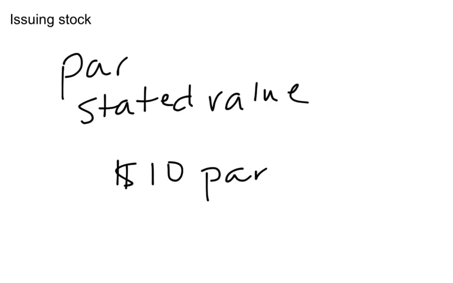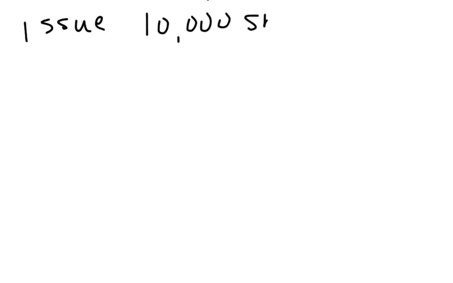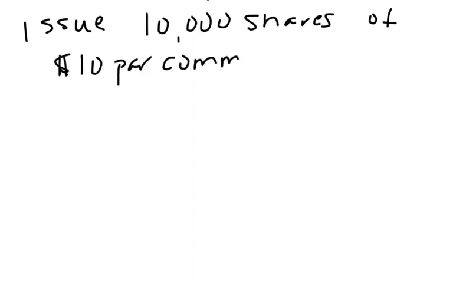So just to give you a for instance, let's move down a little bit. Let's say that we're going to issue some stock. We're going to issue 10,000 shares of $10 par common stock. And we're going to issue that for a total of $180,000 in cash. All right, so let's make the journal entry for this.